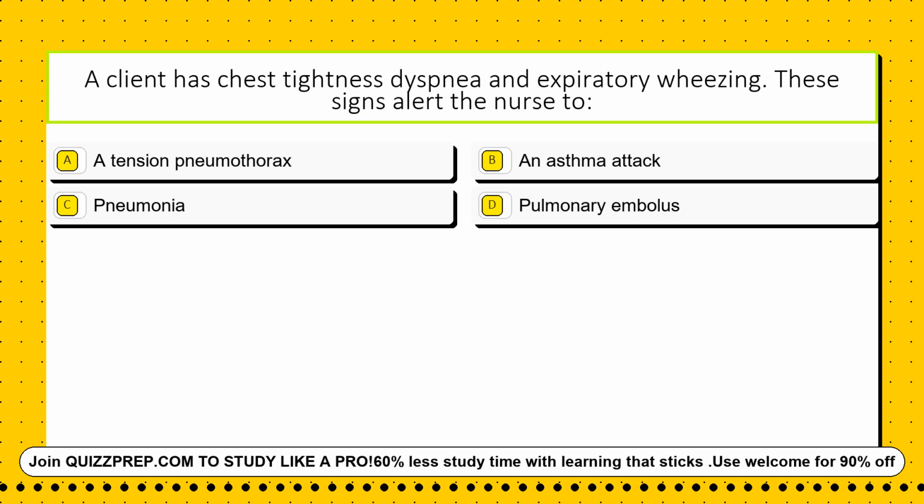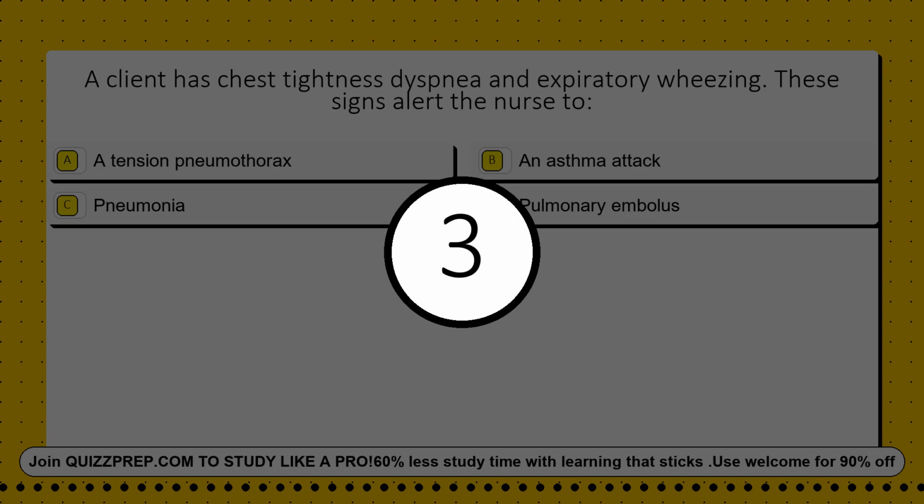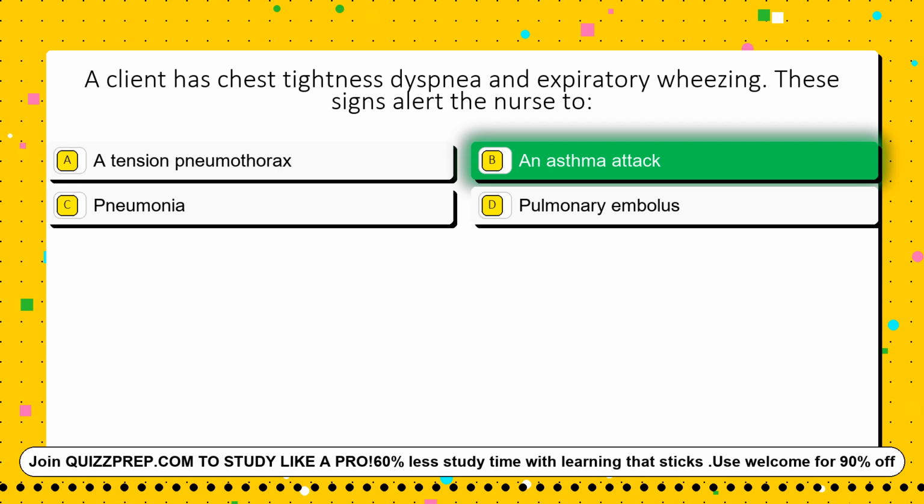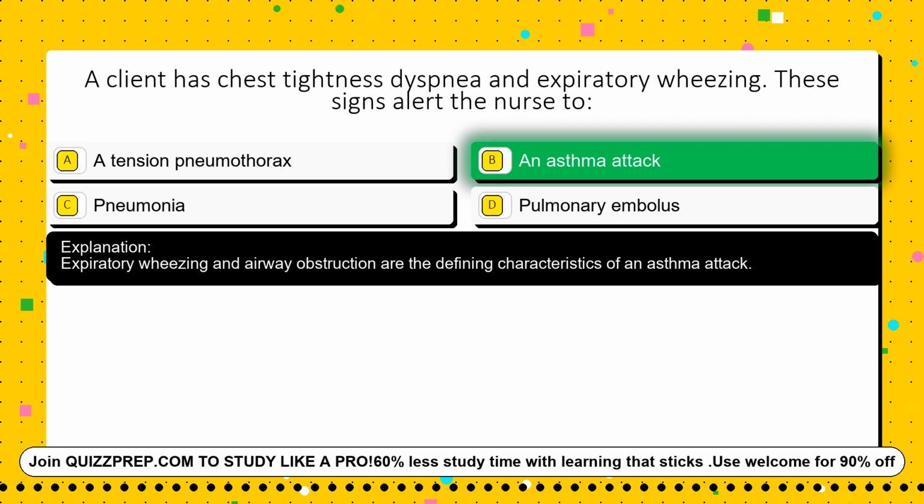These signs alert the nurse to option A, pneumothorax. Option B, an asthma attack. Option C, pneumonia. Option D, pulmonary embolus. The correct answer is option B, an asthma attack. Expiratory wheezing and airway obstruction are the defining characteristics of an asthma attack.